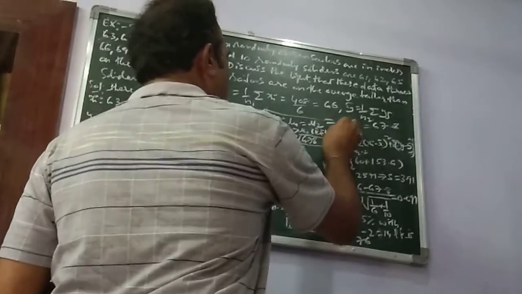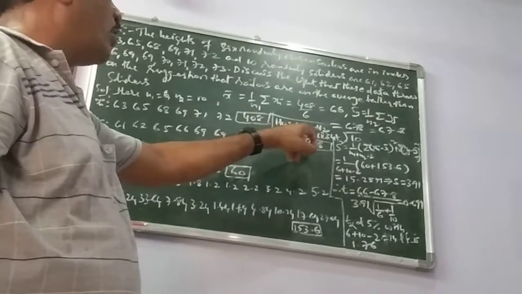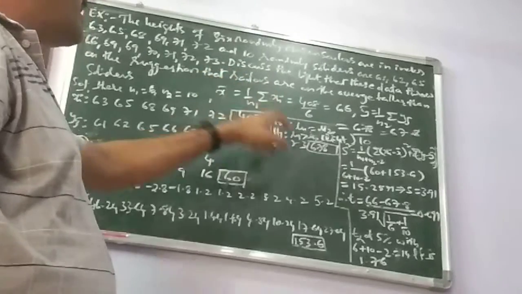Right tail test. Null hypothesis H naught: mu1 equal to mu2. What is the meaning of mu1 equal to mu2? That is, there is no significant difference between the average heights of Eilers and Soldiers.